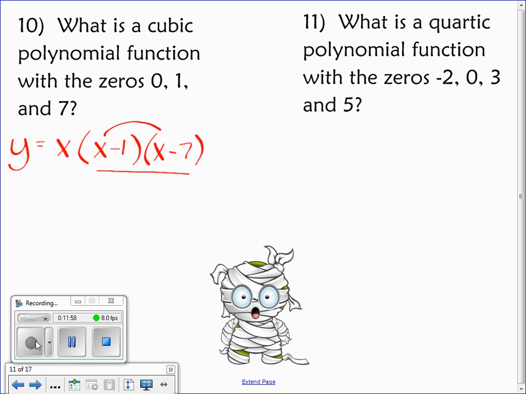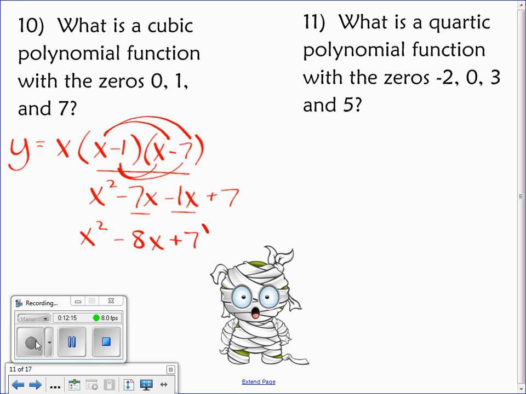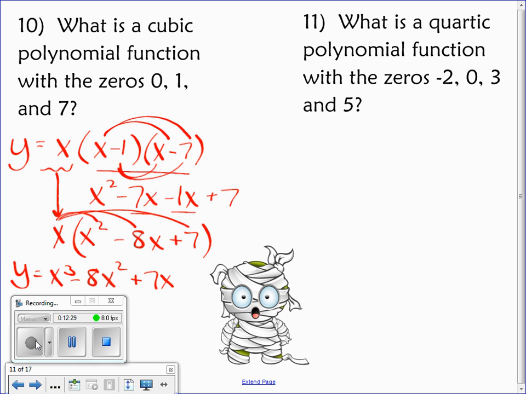Starting with the back, x times x. X times negative 7. Negative 1 times x. Negative 1 times negative 7. Like terms, x squared minus 8x plus 7. Drop that down, and now we multiply. So y equals x cubed, like terms? Good. X cubed minus 8x squared plus 7x. Yay? Do we need to see one more, or are we good? Awesome.